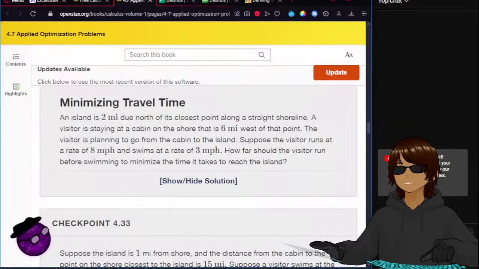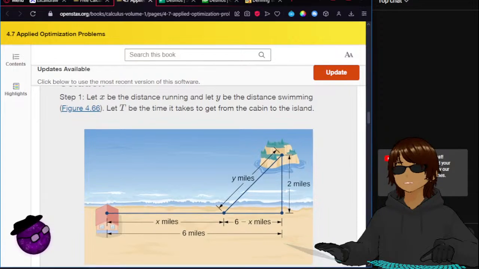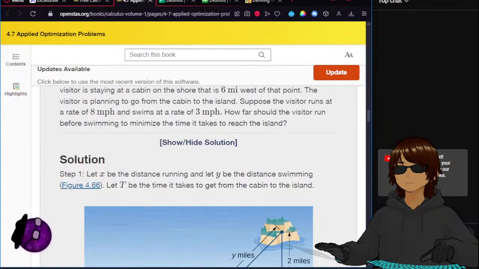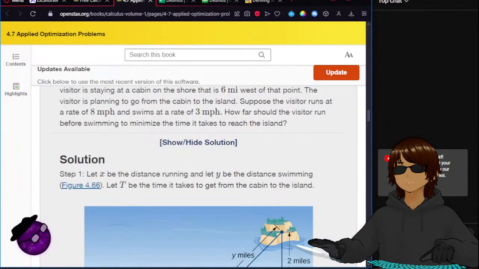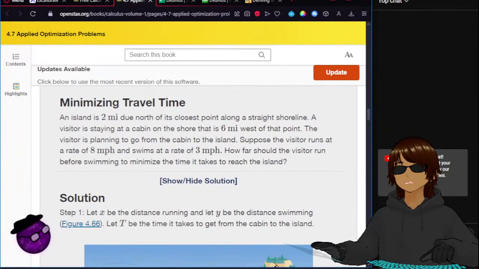How far should the visitor run before swimming to minimize the time it takes to reach the island? Let me just see the picture they provide. Cabin. Okay. So 6 miles. All right. Cabin, 6 miles. Island, swims 3. So, how far should the visitor run before swimming?